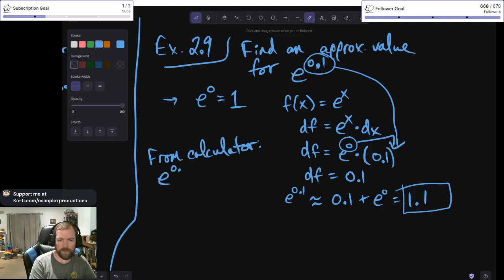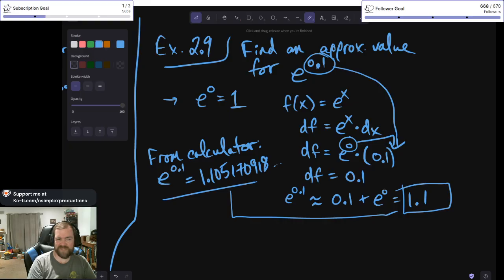Whereas from the calculator, e to the 0.1 is going to be equal to 1.105170918 with, you know, other stuff after this. In fact, that 8 might be a lower number and then round it up to 8, but whatever, it's fine. This is what we're going to get.